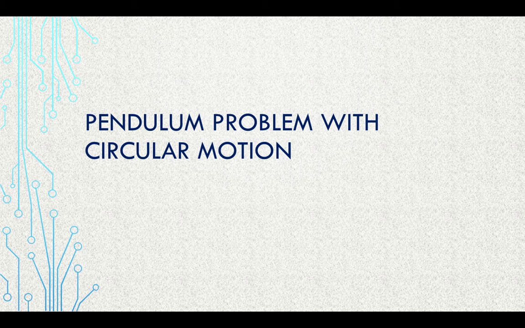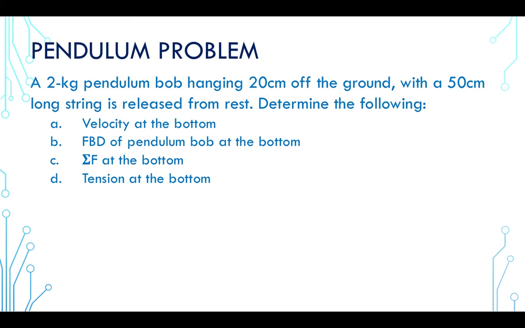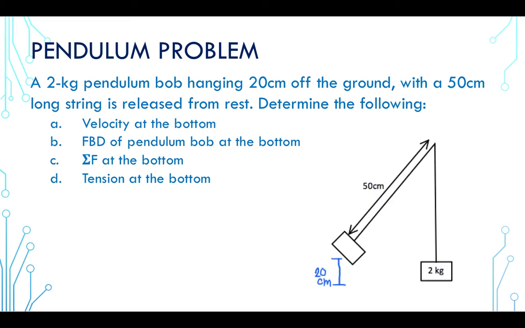We're going to do a problem that involves circular motion and earlier concepts. So let's look at this pendulum. If we have a 2 kilogram pendulum bob hanging 20 centimeters off the ground with a 50 centimeter long string, and it's going to be released from rest, we're going to determine the following.